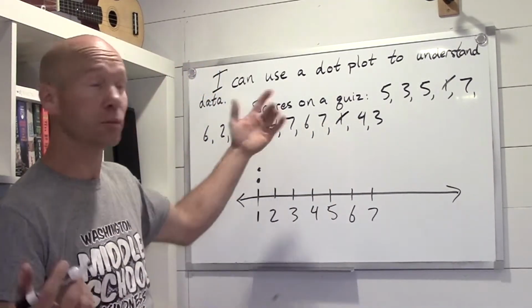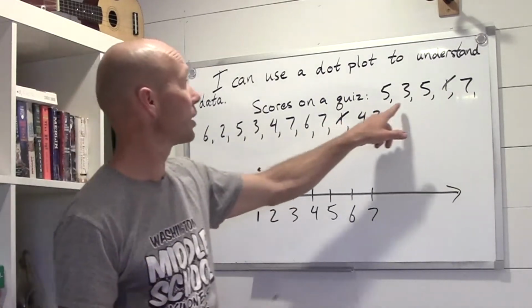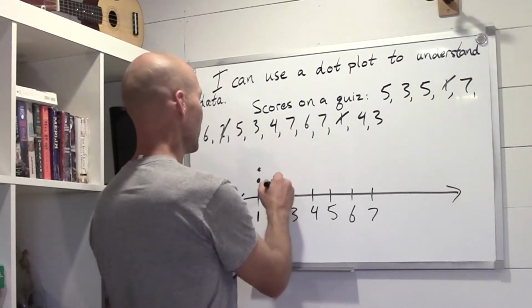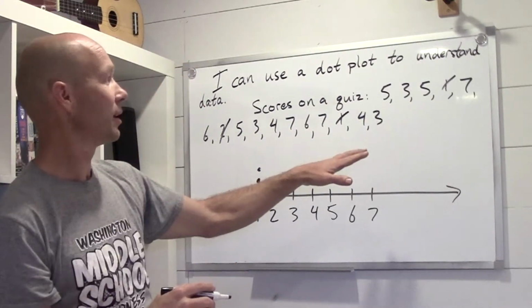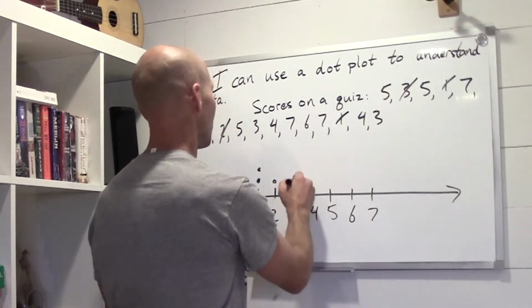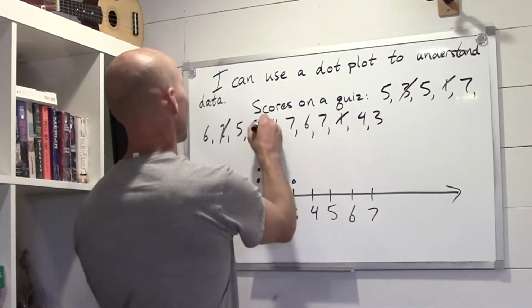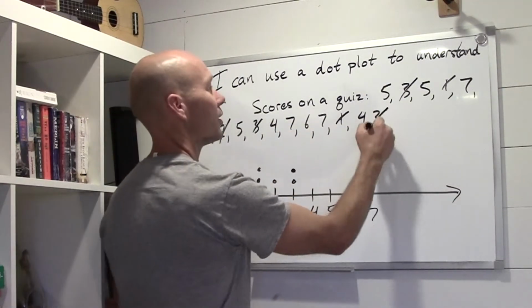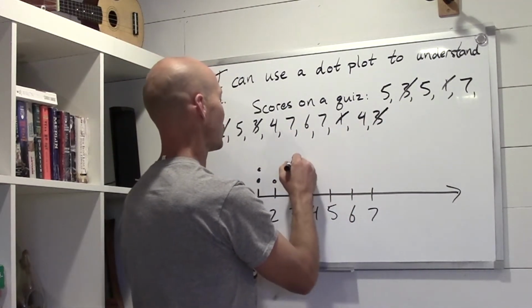We're done with 1s. We're going to move on to 2. So how many 2s? We've got 1 right here, so we're going to cross that off and put a dot. Alright, we're done with 2s. We're going to move on to 3s. We've got a 3 here. We're going to put a dot there. We've got another 3 here. Put a dot there. And another 3 here. We're going to put a dot right there.